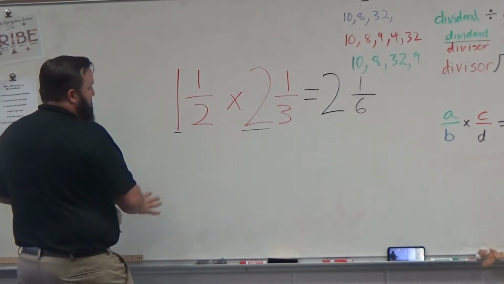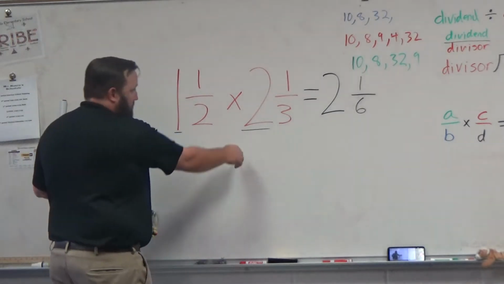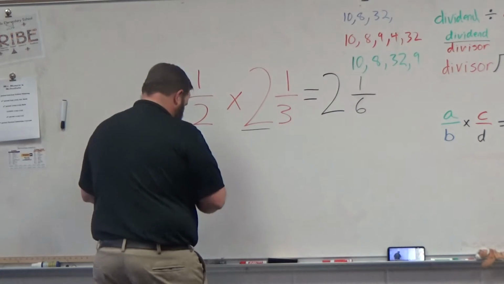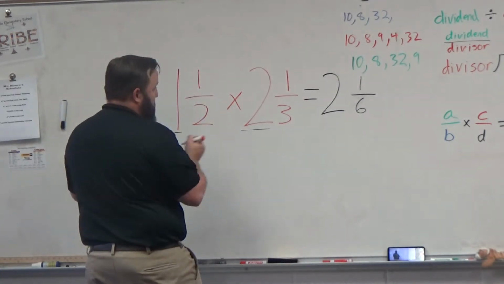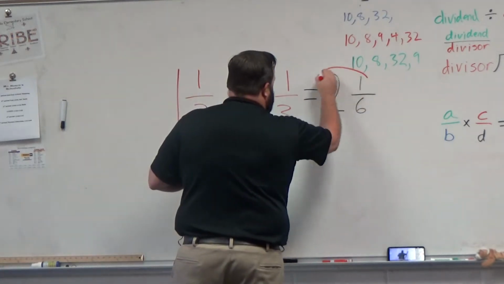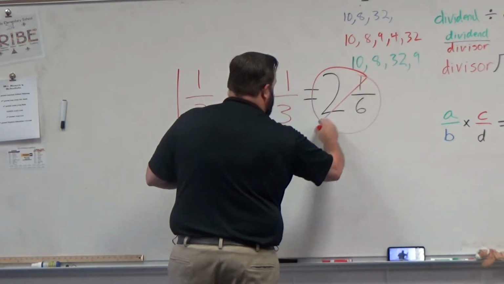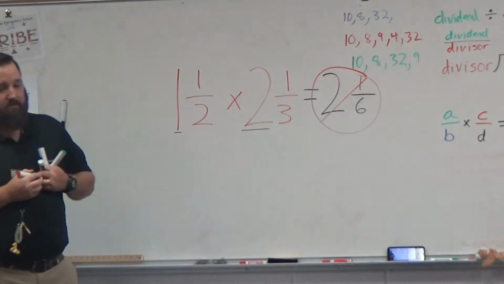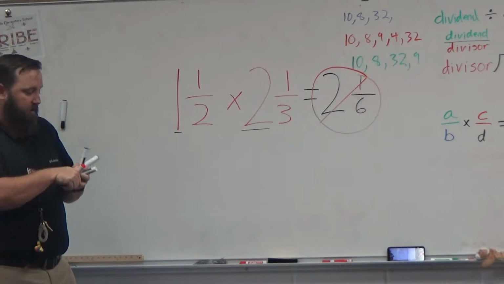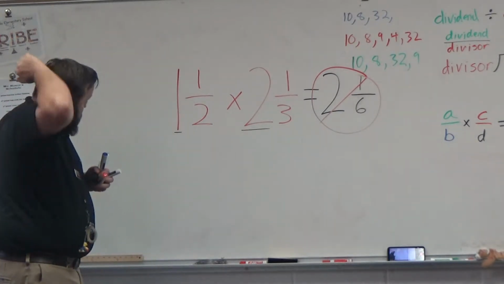So let's actually see how I would solve this problem. Because 2 and 1/6 is not the right answer. Okay? 2 and 1/6 is not the right answer. So let's figure out what the right answer is.